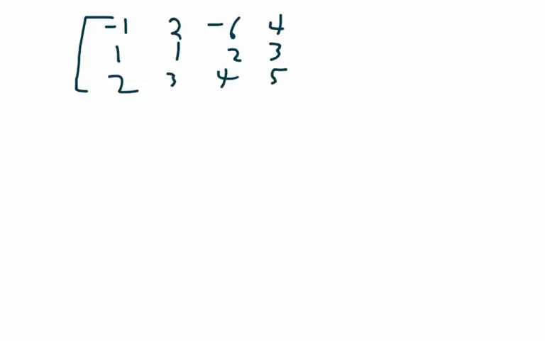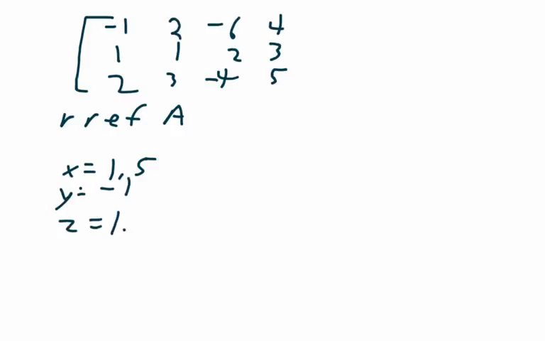For problem number 8, you're going to do the same thing. The top row is negative 1, 2, negative 6, 4, then 1, 1, 2, 3 for the middle row, then 2, 3, 4, 5. Actually, that should be negative 4. And you want to do RREF of A. And this time you're going to get the answers of 1.5 for x, y is negative 1, z is 1.25.